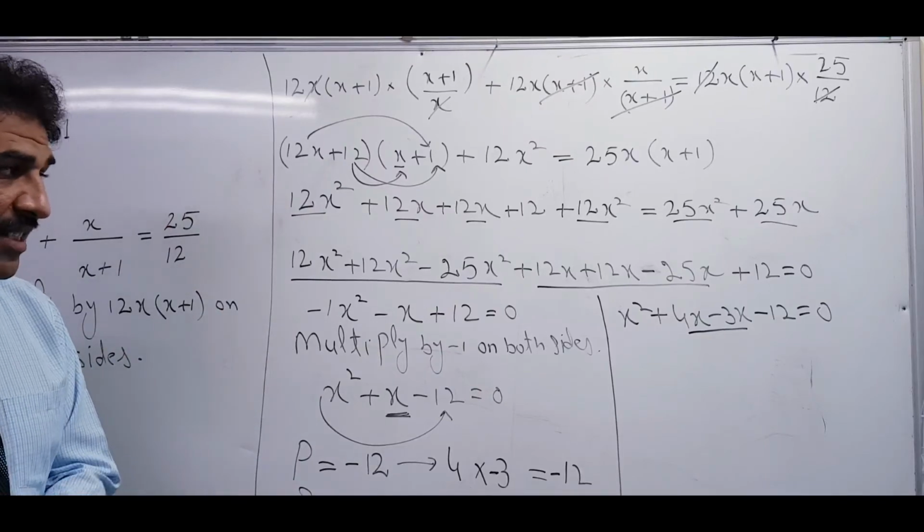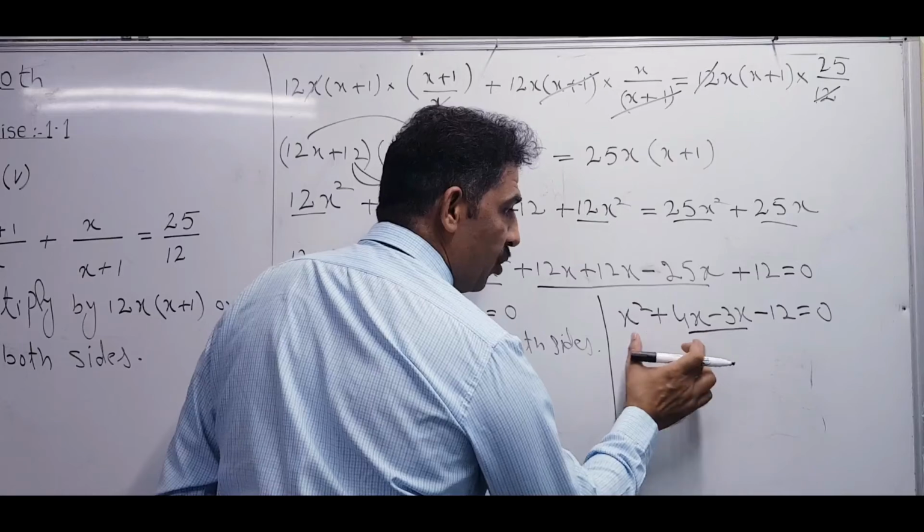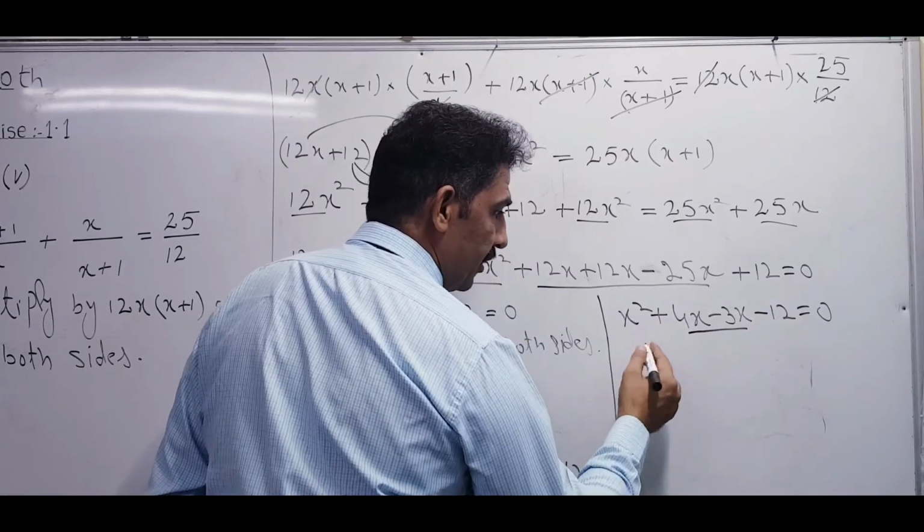So 4x minus 3x. After that, make the pair. There are two pair. One pair is here, one pair is here. So one pair is that.